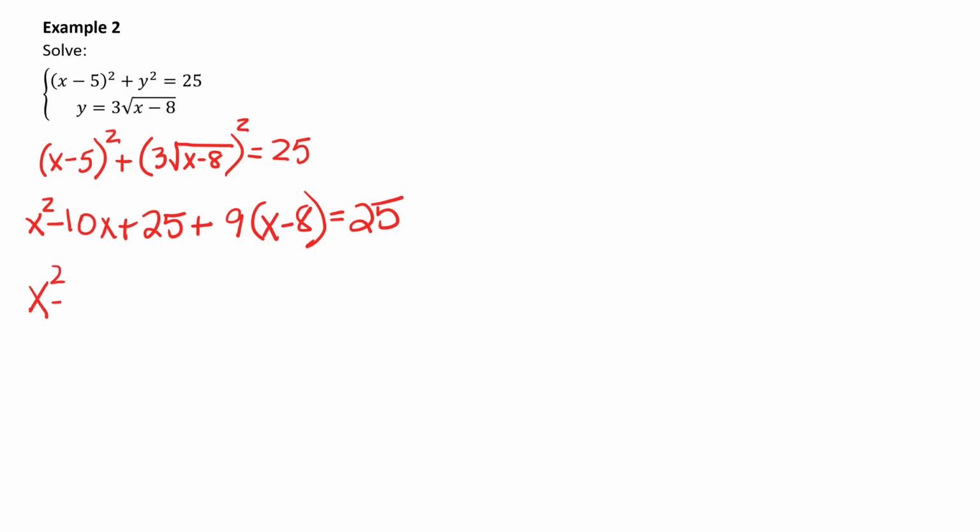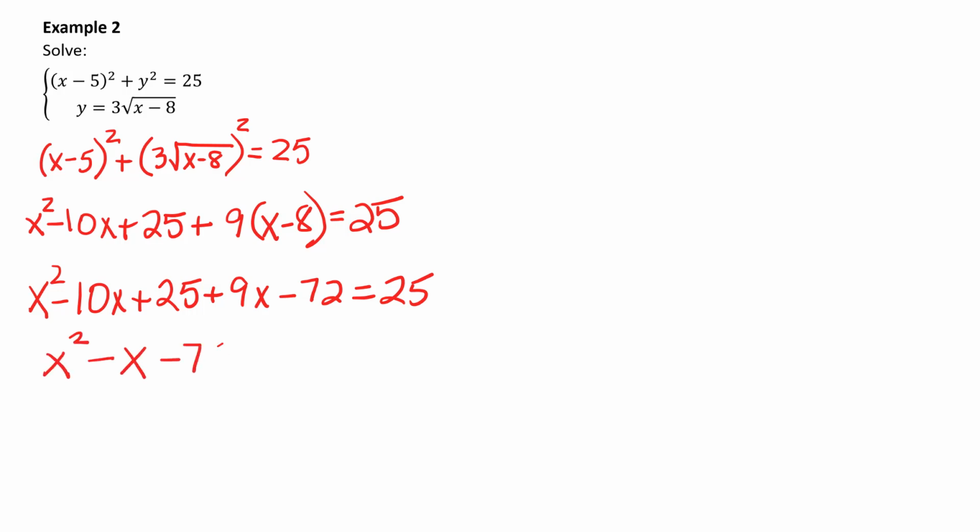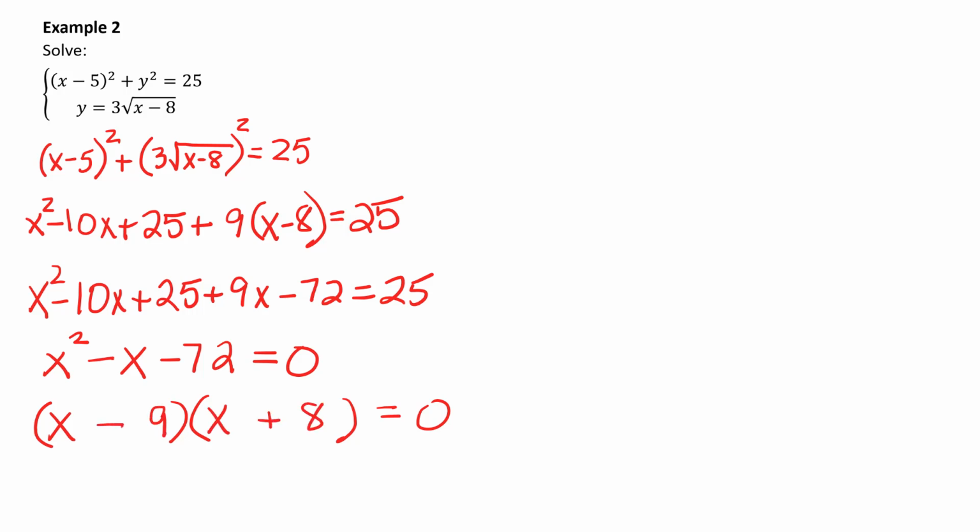And then you can add it all up. You'll have x² - 10x + 25 + 9x - 72 = 25, and that's quadratic, so you're going to have to get everything on one side and set it all equal to 0, and then you can factor this into (x - 9)(x + 8), and so the solutions for x here would be 9 or -8.